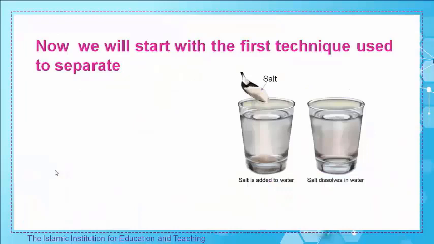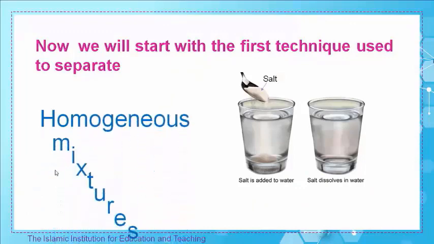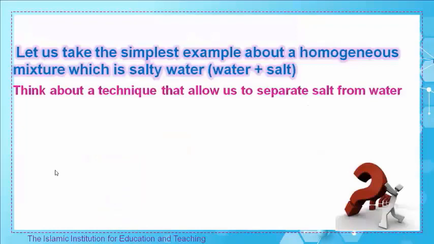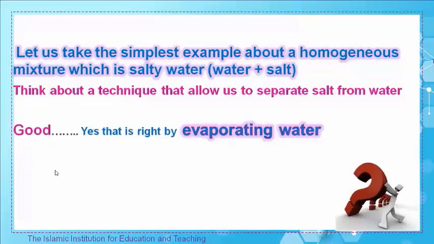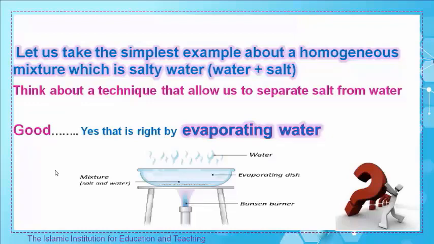Now we'll start with the first technique used to separate homogeneous mixtures. Let us take the simplest example about homogeneous mixtures, which is solely water or water plus salt. Think about a technique that allows us to separate salt from water. Yes, take a second, think. Good. Yeah, that's right, by evaporating water.